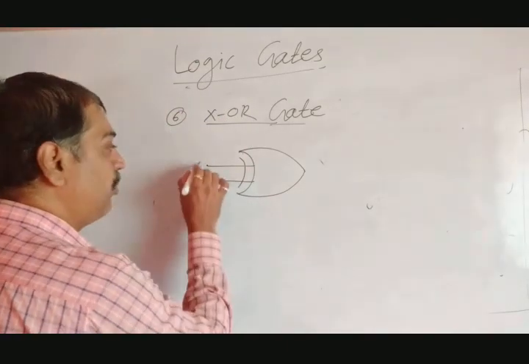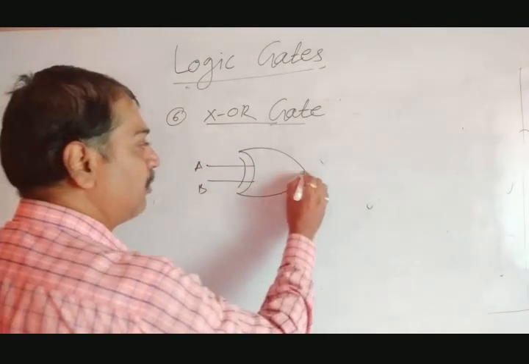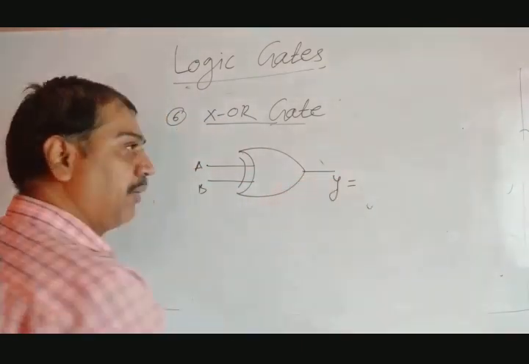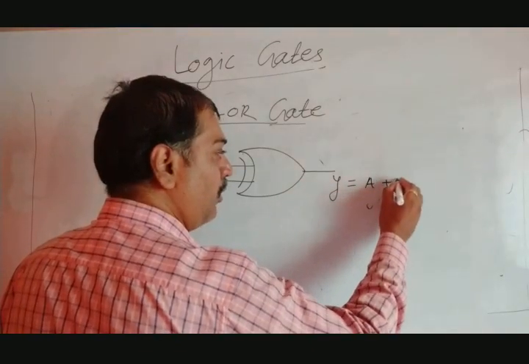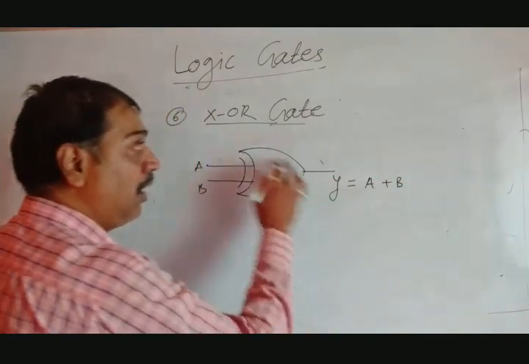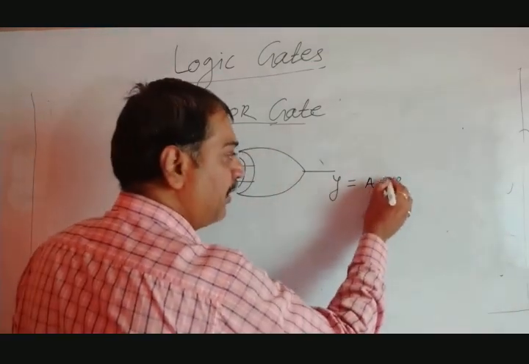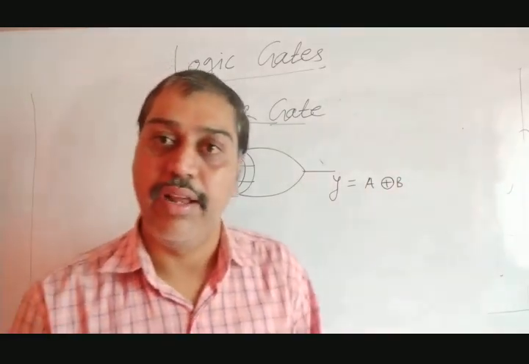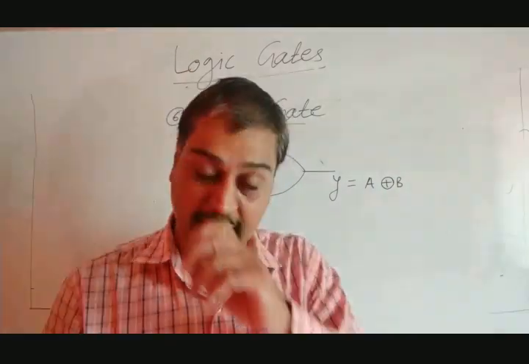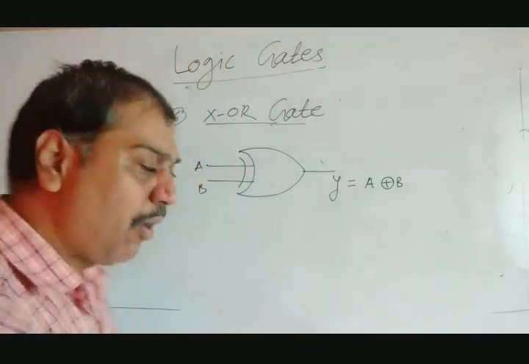Again it has 2 inputs, suppose A and B. It has only one output. The Boolean equation is written as A or B, but it is not OR, it is XOR, represented by a circle with a plus sign, and that is said to be the XOR gate or exclusive OR gate. What is the truth table of this?